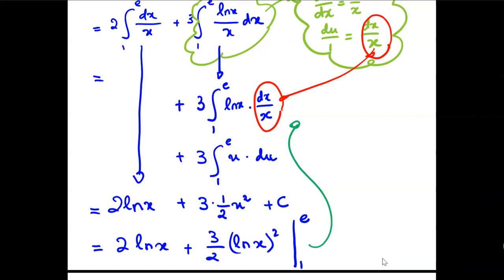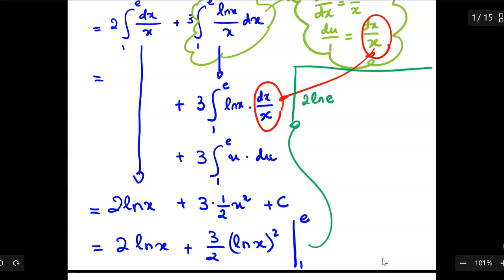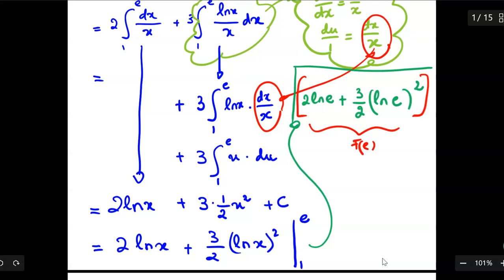So I just want to give myself some space. What I will write is 2 ln e, plus 3 over 2 ln of e, and this is all of it squared. So this one here is my f of e. Now I'm going to subtract this with my f of 1.